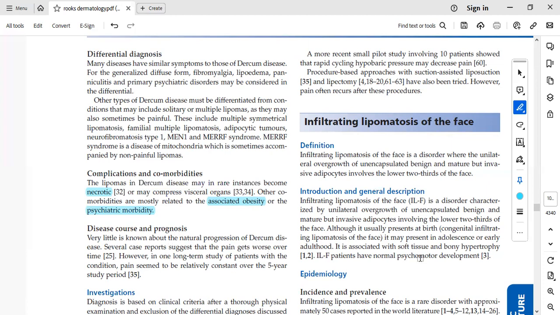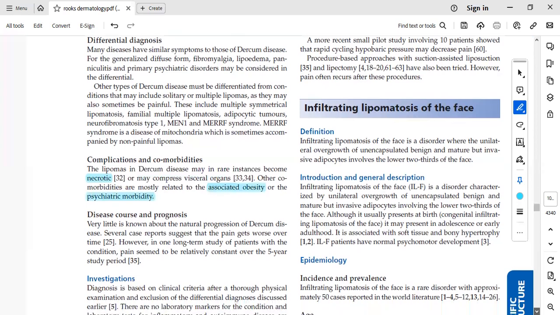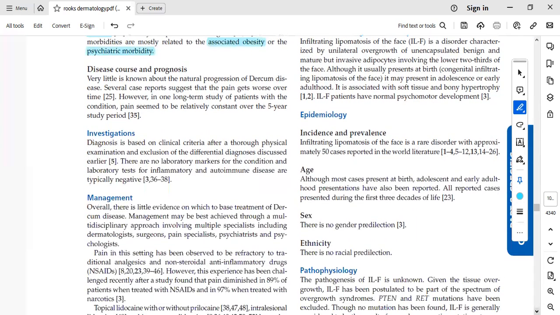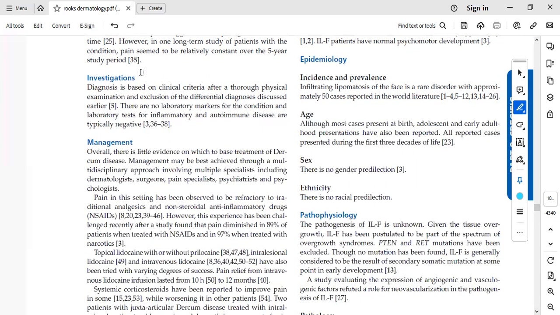The investigations for Dercum disease: diagnosis is based on clinical criteria after a thorough physical examination and exclusion of the differential diagnosis. So there are no laboratory markers for the condition, and also no inflammatory or autoimmune markers, no test for these diseases.